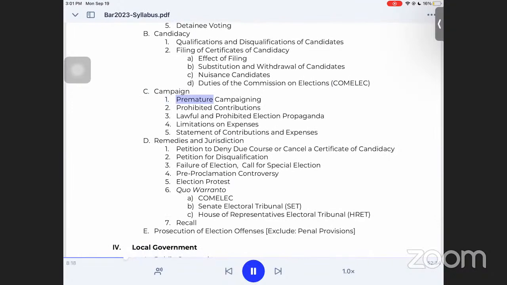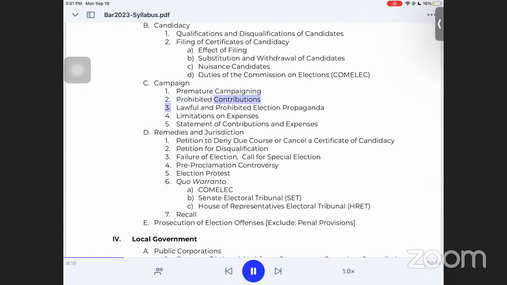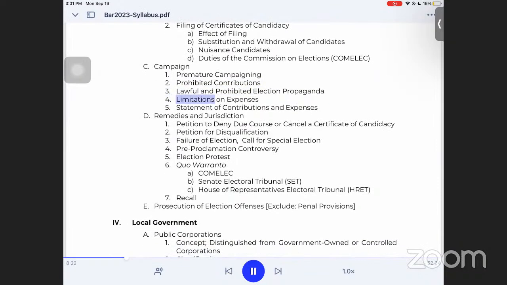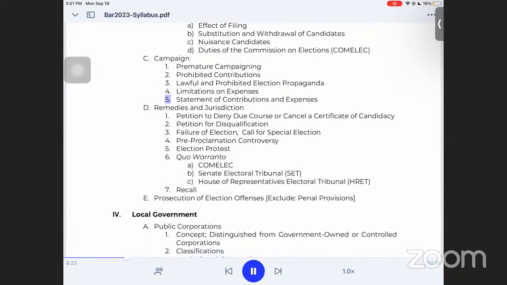C. Campaign. 1. Premature campaigning. 2. Prohibited contributions. 3. Lawful and prohibited election propaganda. 4. Limitations on expenses. 5. Statement of contributions and expenses.